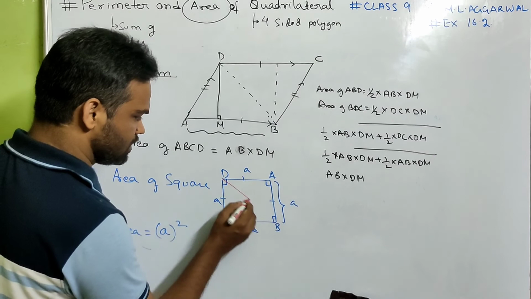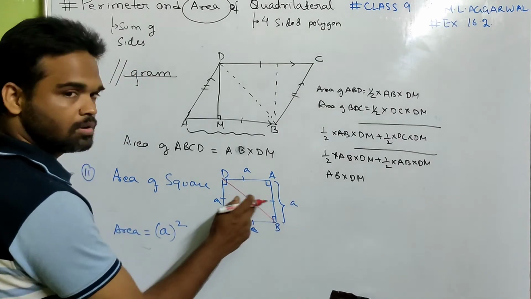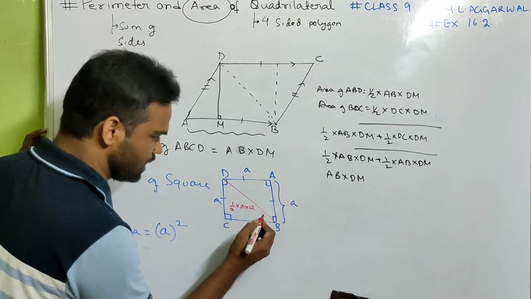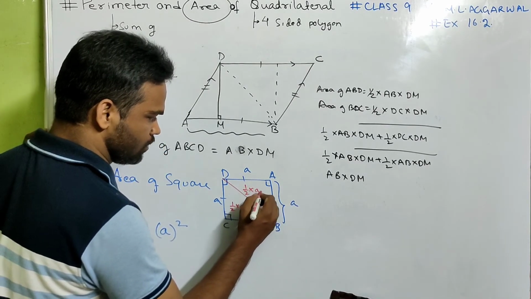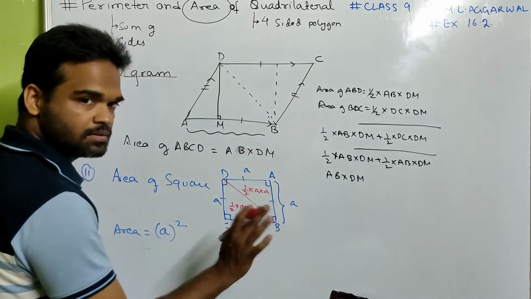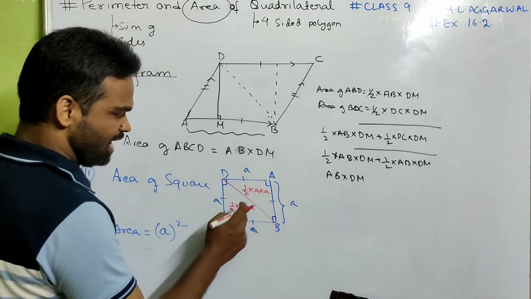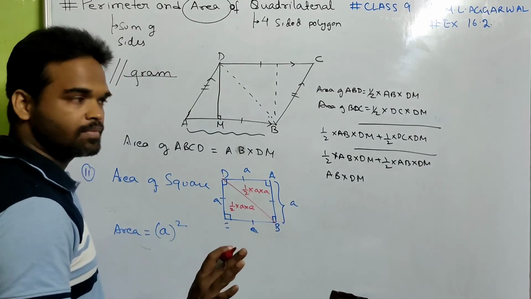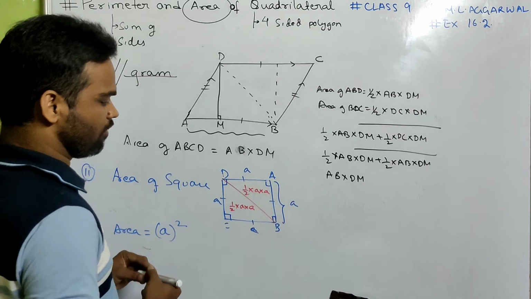If I divide this into two triangles, then area of this triangle will be half into base into height. Area of this triangle is half into base into height. Base, height, base, height. Isn't it? So if you add these two, half A square plus half A square gives you A square only. Done. So this is area of a square.